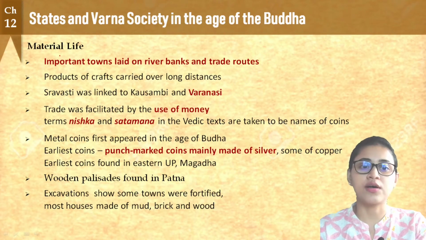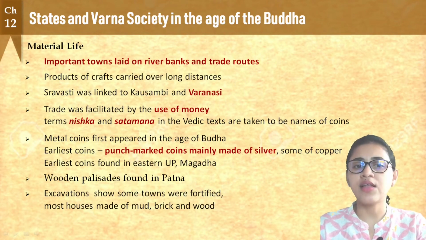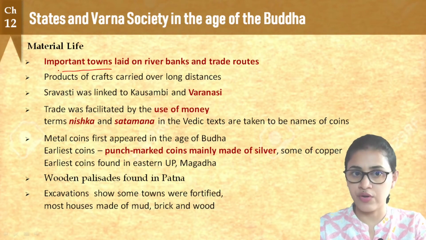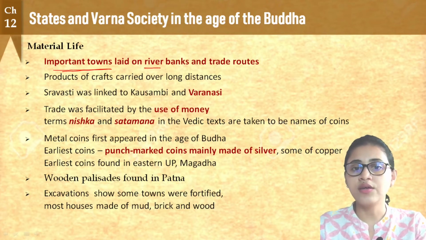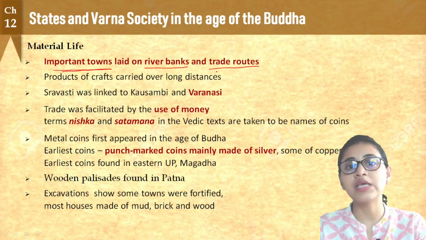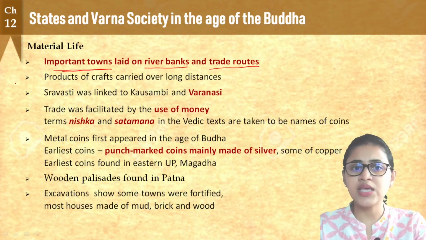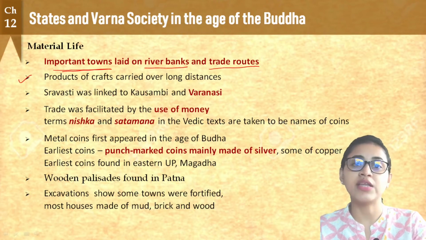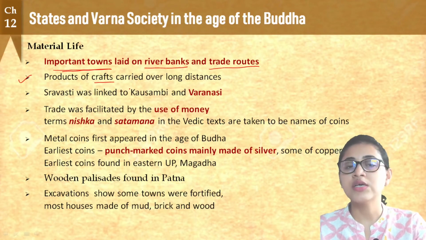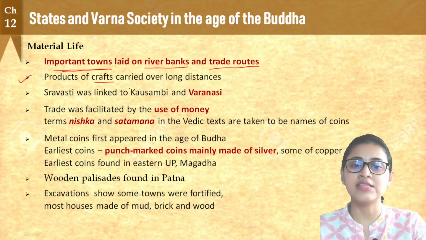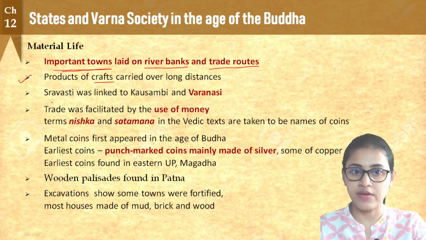Now, as we are talking about material life, we see that important towns have grown, and most of the towns lay on the river banks and the trade routes, which makes trade and commerce easy. Then, it is mentioned in the Vedic texts and the Pali literature that the products of crafts were carried over long distances, which tells us that there was a good network of trade during that period.